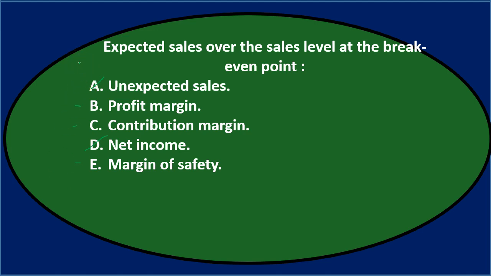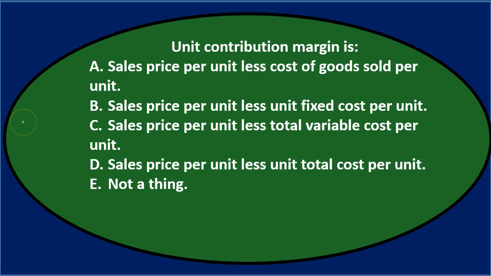We'll go through this again. Expected sales over the sales level at the break-even point. B, profit margin. C, contribution margin. E, margin of safety. This is the sales, because we can calculate the sales at the break-even point. In other words, the sales we need to not have a gain or a loss. And then we're talking about any sales above that, and we typically name that the margin of safety. So the sales above that break-even point, we typically call the margin of safety. So the final answer is E, margin of safety.